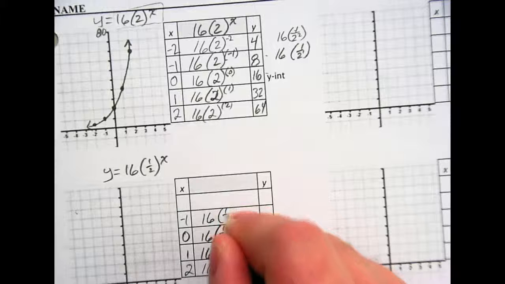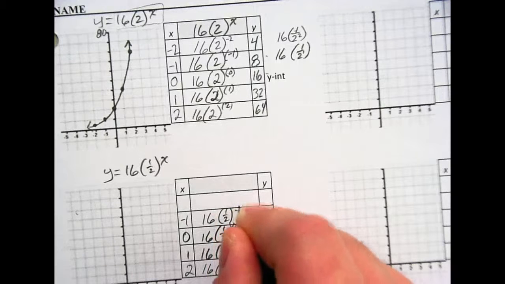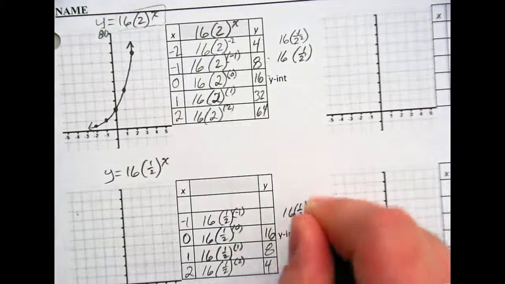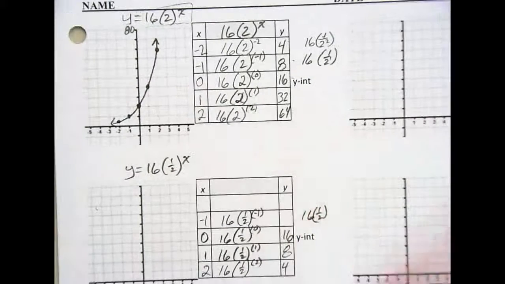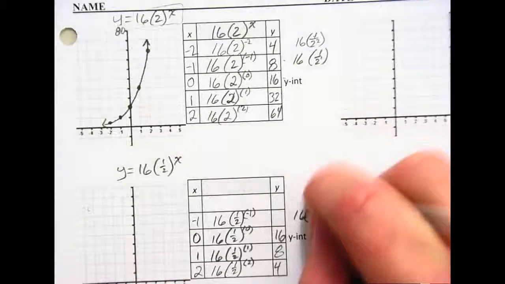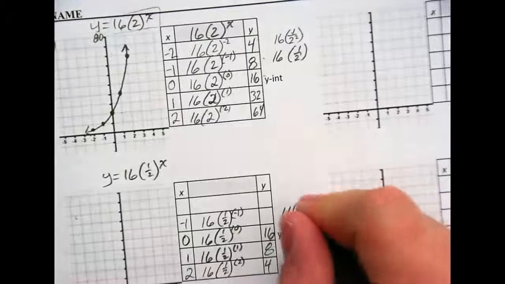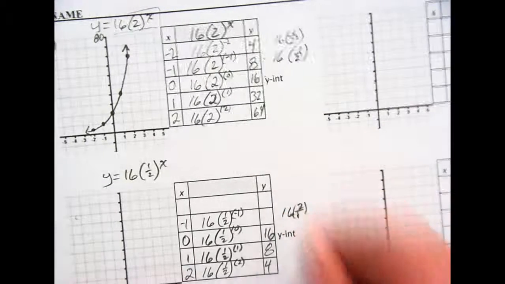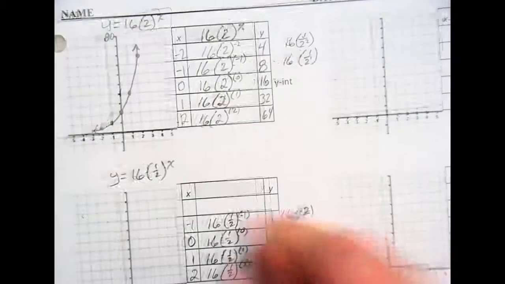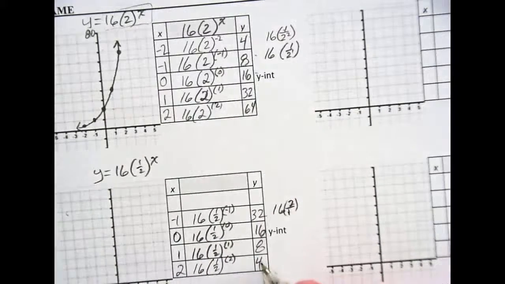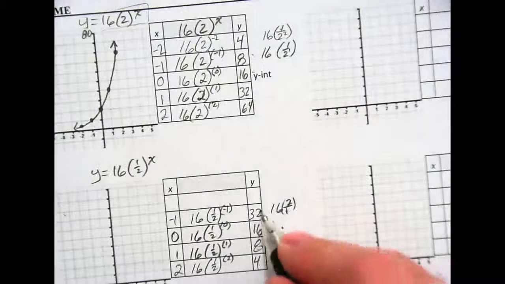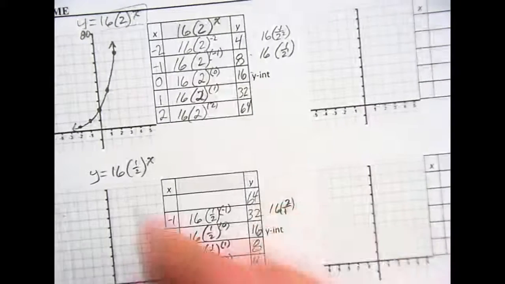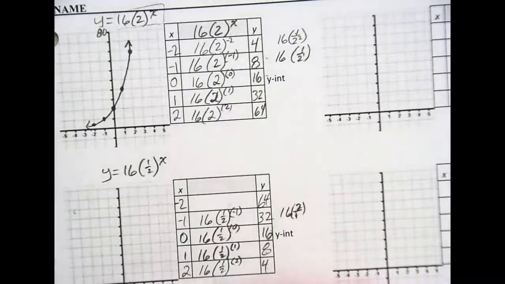16 times 1/2 to the -1st. Okay, so remember, once again, that's 16 times 1/2 to the -1st power. 1/2 to the -1st is going to become 1 on the bottom and 2 on the top. So that becomes 32. And you can follow that pattern, right? You got 4, 8, 16, 32. What's this one going to be? 64 if you're going up by the same amount on the x side.